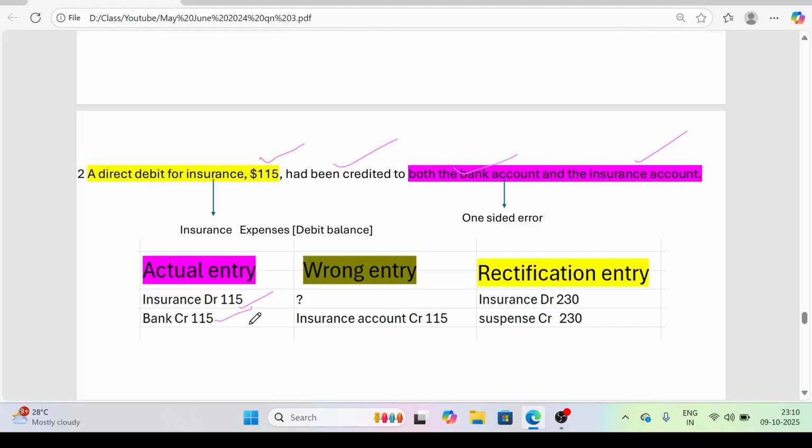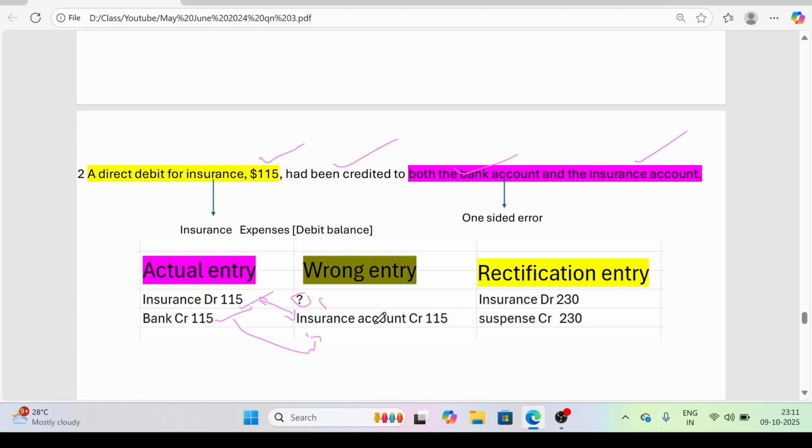bank account already credited, no changes. Bank here it will come, no changes, credited. Bank credited, I agreed. And the insurance account, see both the bank and insurance account. See insurance, if credited means it's understated. So affected only one account. Remember, if only one side error means there will be a suspense account. Here question mark means suspense.